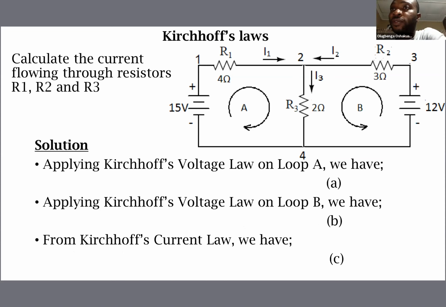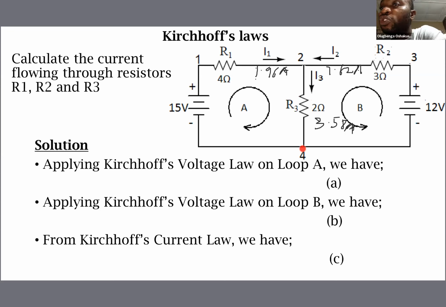So I1 is 1.96 ampere, and I2 is 1.62 ampere. I3 through R3 is 3.58 ampere. So it means 1.96 will flow to this junction, 1.62 will flow to the same junction, and will merge as 3.58 amperes to flow through R3.